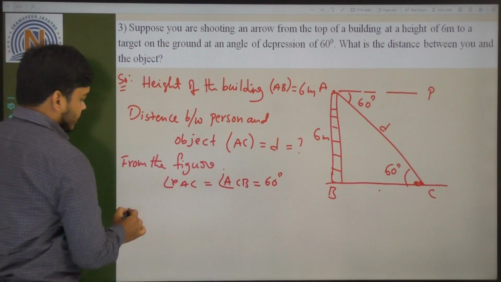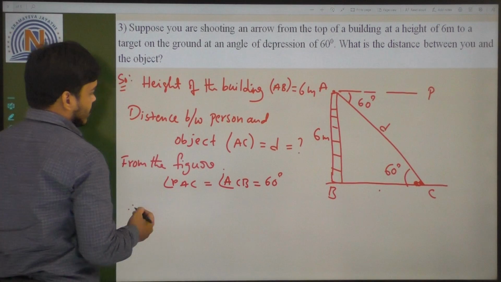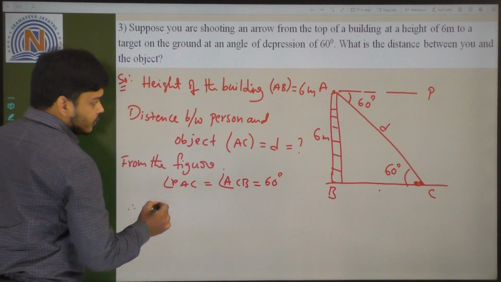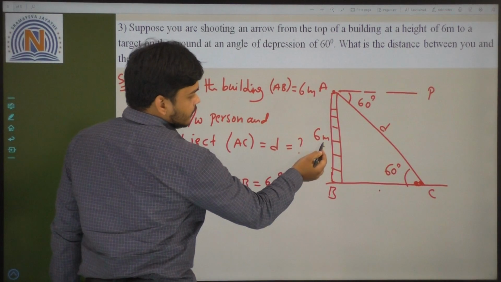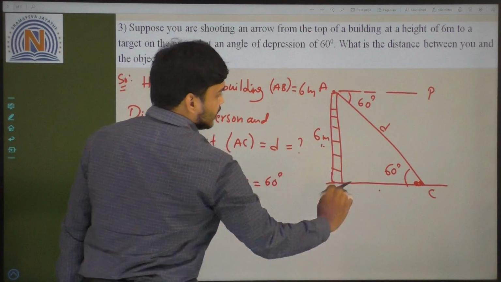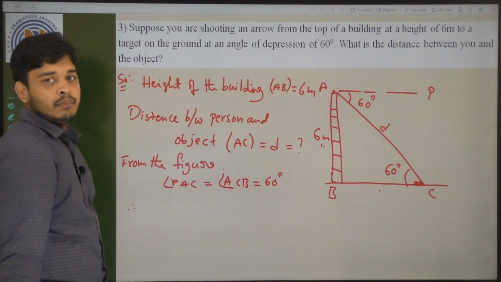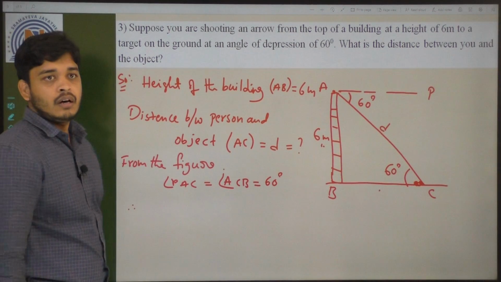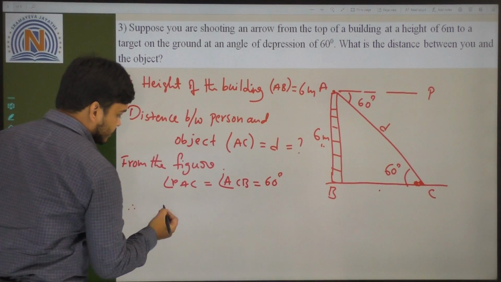Now we know that ABC is a right angle triangle. So we have the opposite side, that is 6 meters, and we need to calculate the hypotenuse. So what is the relation between opposite by hypotenuse? Opposite by hypotenuse is sine.